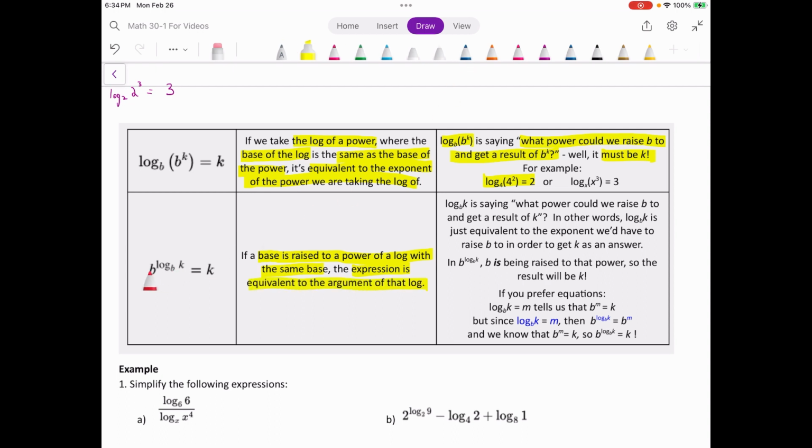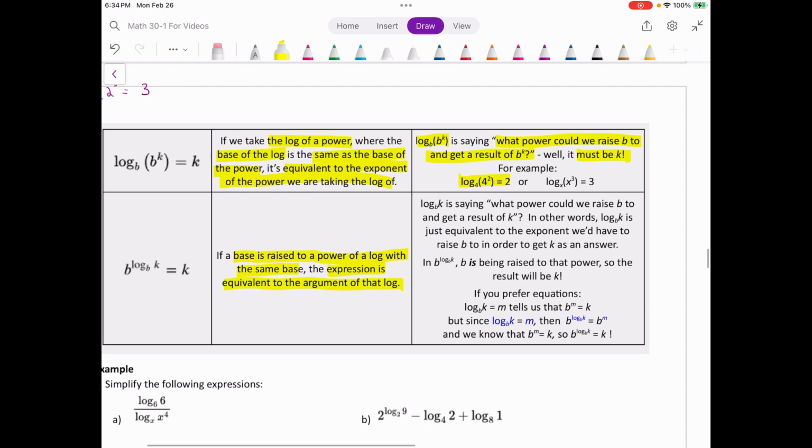Okay, so notice here I have b to the power of a log base b. So b is being raised to a log with a base of b, and the argument is k, and it's saying that just comes out to equal k. Why does this make sense? Well, log base b of k is just saying what power could we raise b to and get a result of k, right? In other words, log base b of k is just equivalent to the exponent we'd have to raise b to in order to get k as our answer. This is just saying b to what power equals k.